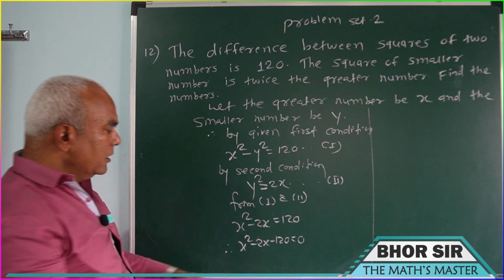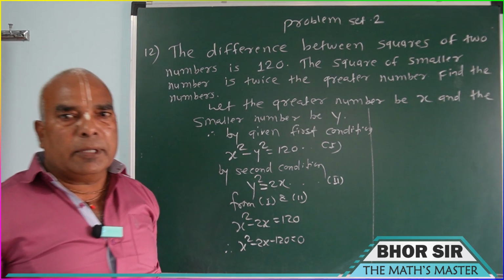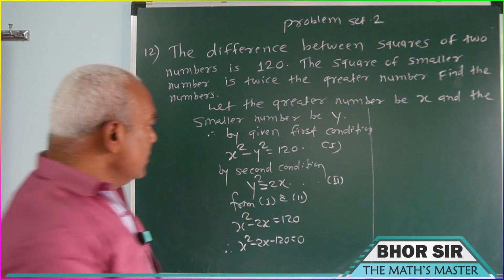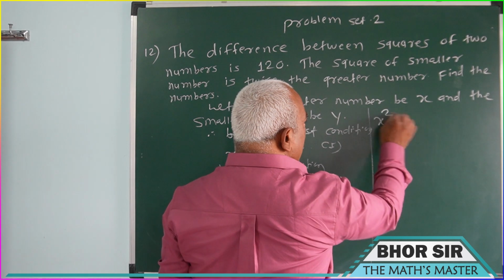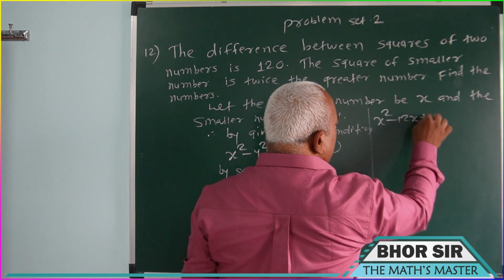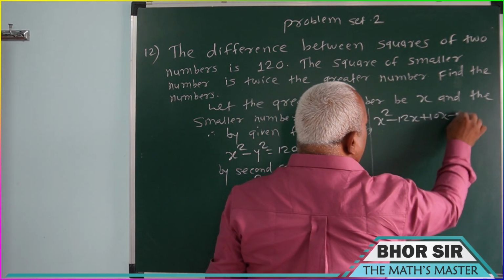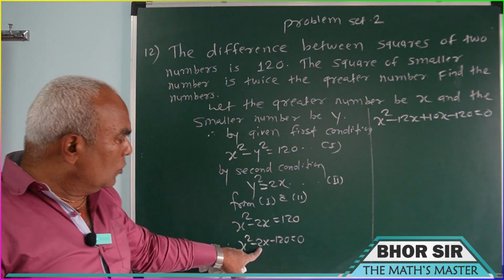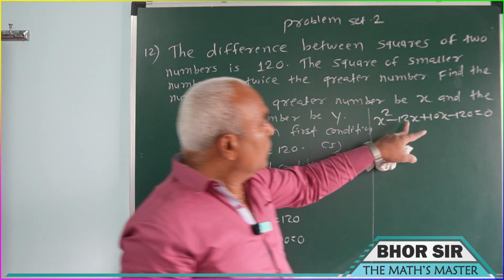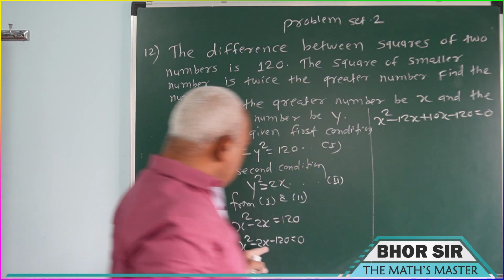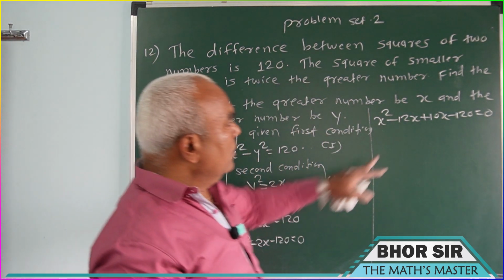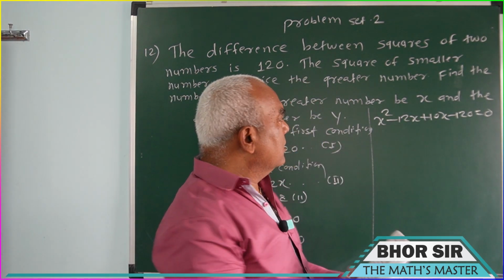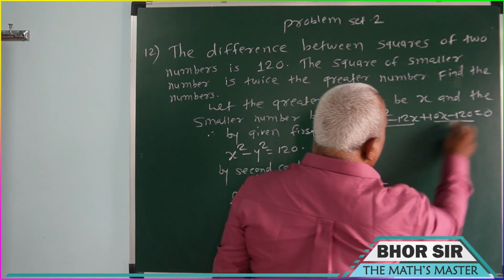Finished. Now we have to solve this. The difference should be 2 and the multiplication 120. 12 and 10, so x square minus 12x plus 10x minus 120 is equal to 0. 12 should be minus because we want minus 2x: minus 12, plus 10. Now make combinations and solve this.